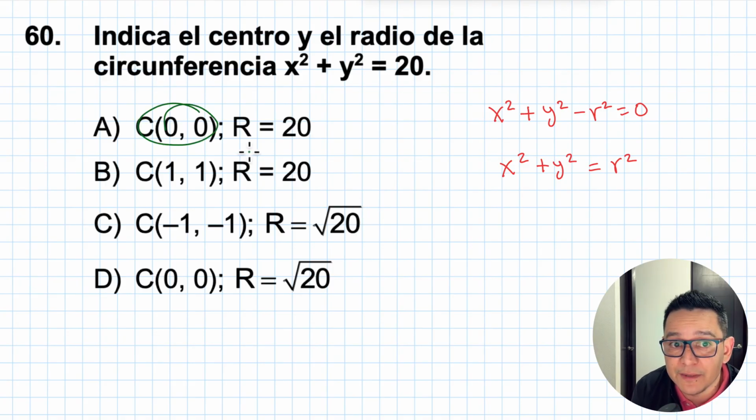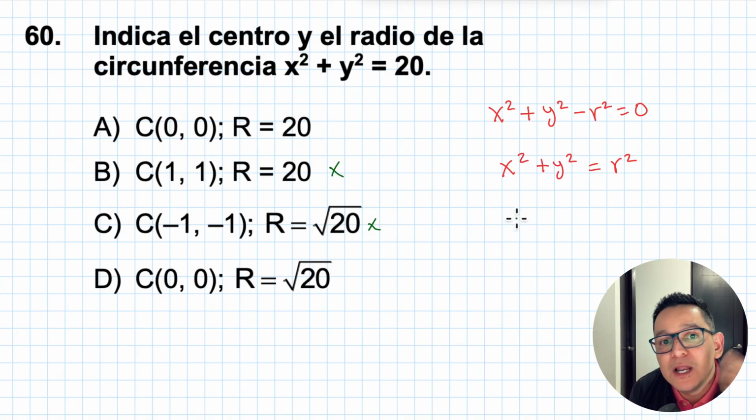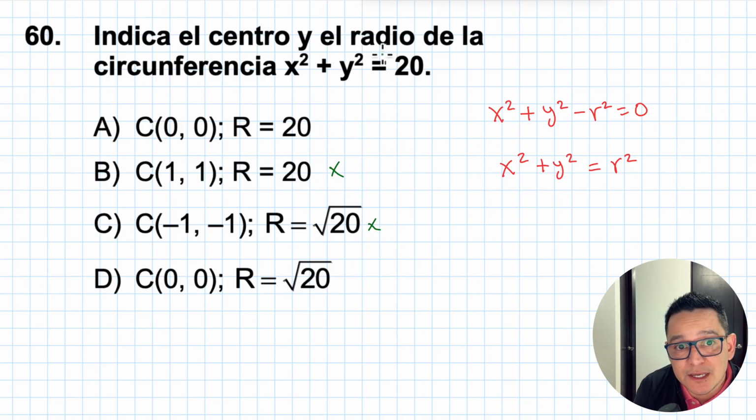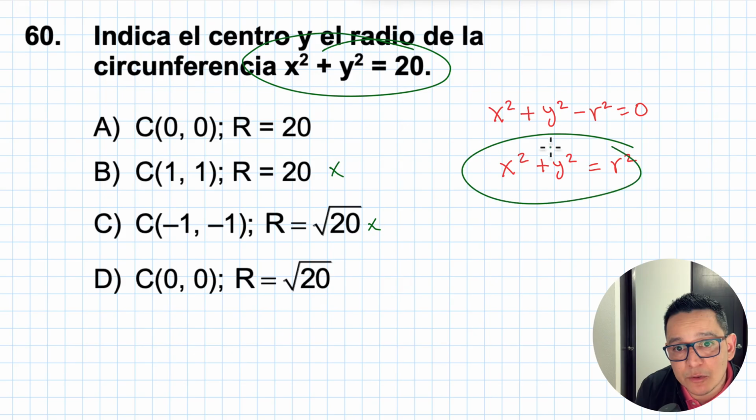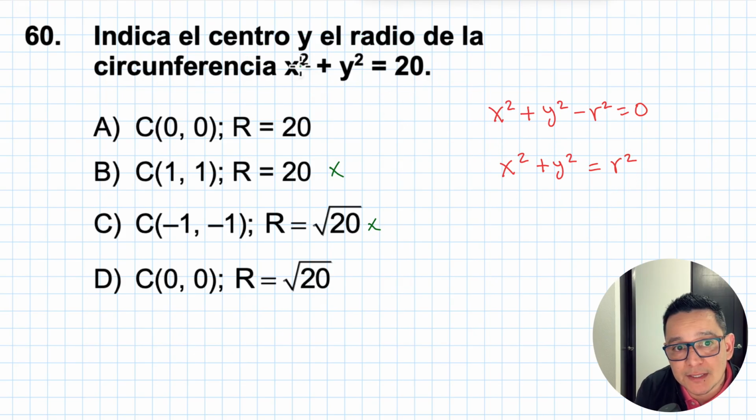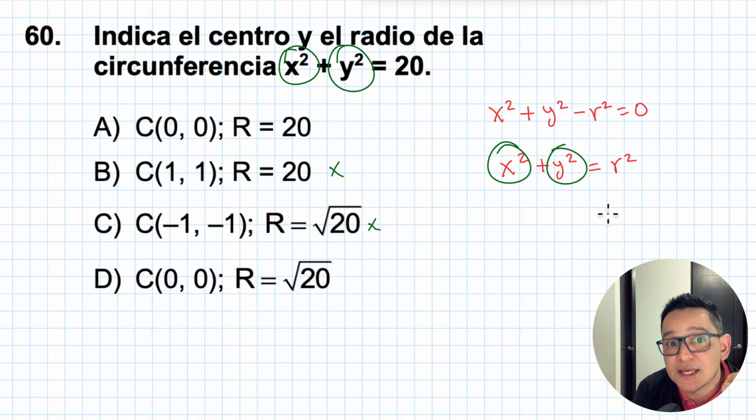So, right here, right? So it could be this one, it could be this other one, but not these, because their centers are not at the origin. So these can't be it. Therefore, the answer is either A or D. Now, how do I figure out which one it is? Well, it's very simple. Notice that by comparing what I have here with what I have over here, you can see we have x squared, y squared, and 20 against r squared. So that means that r squared equals 20.